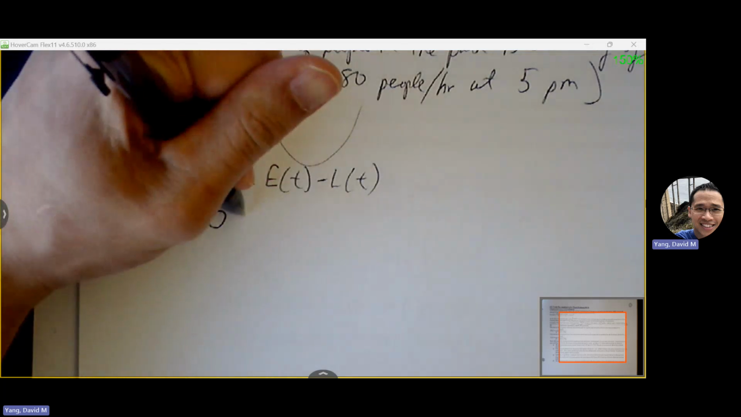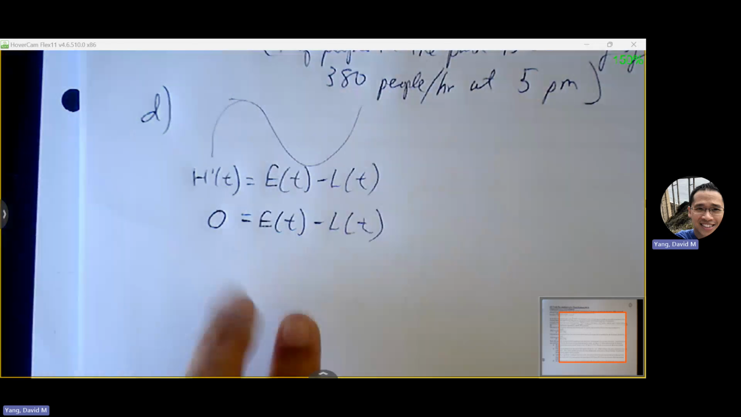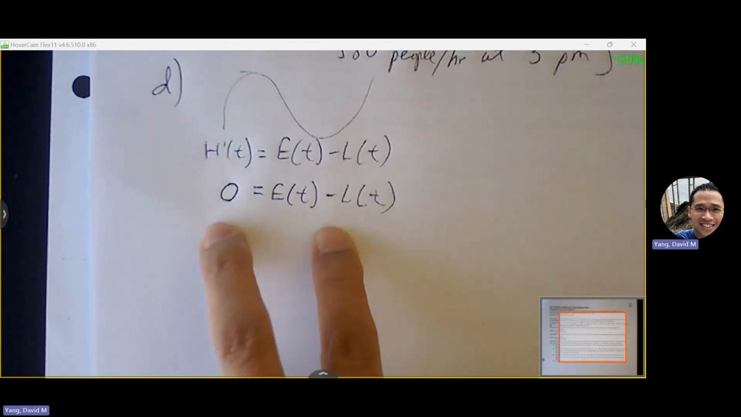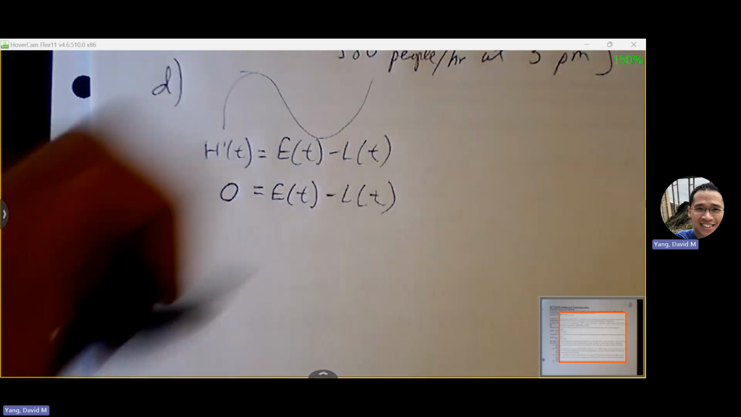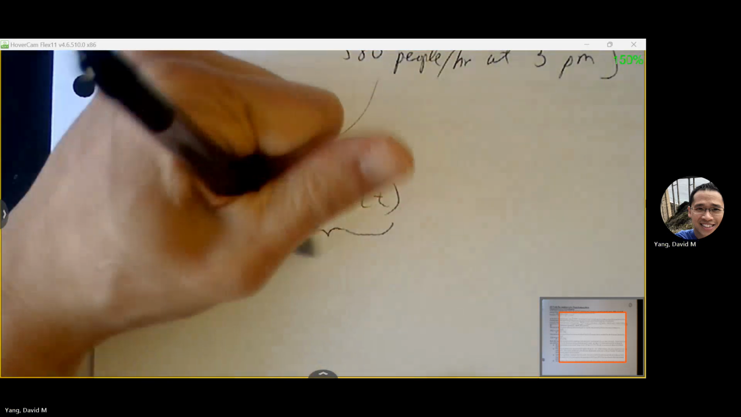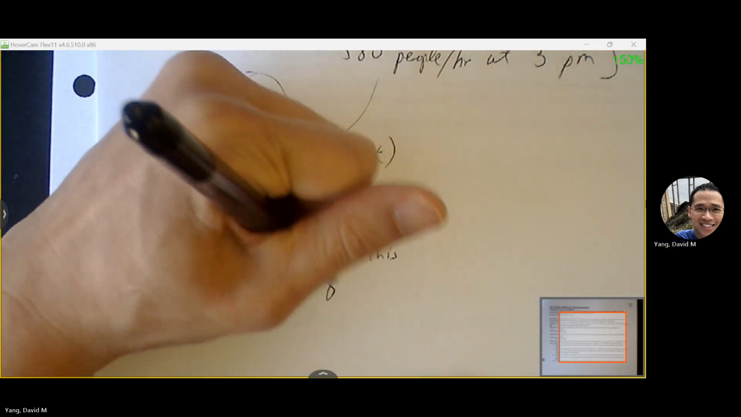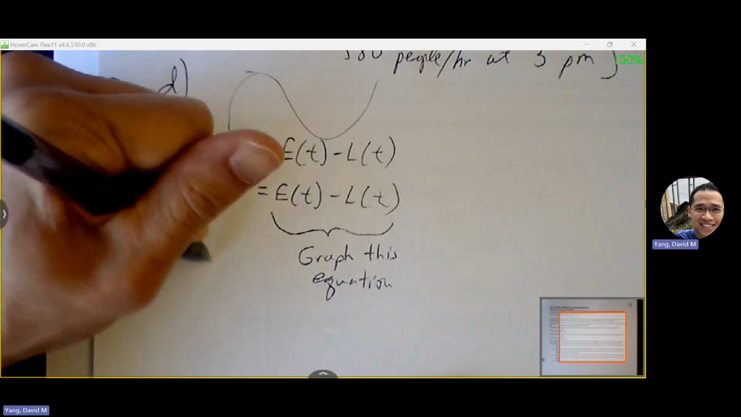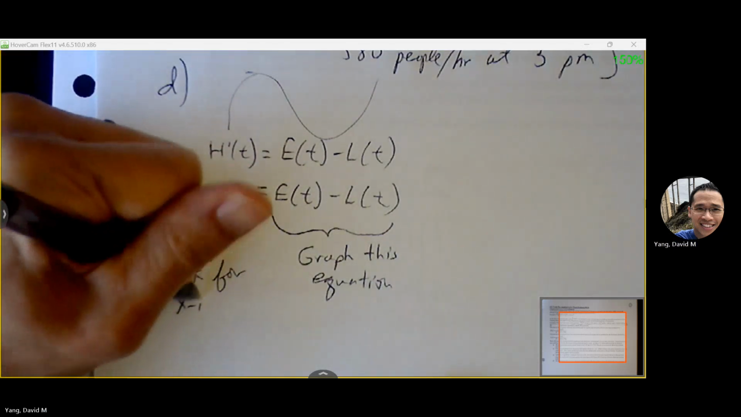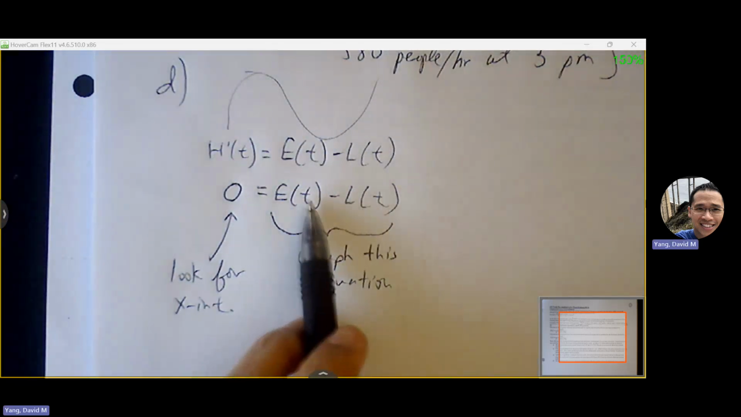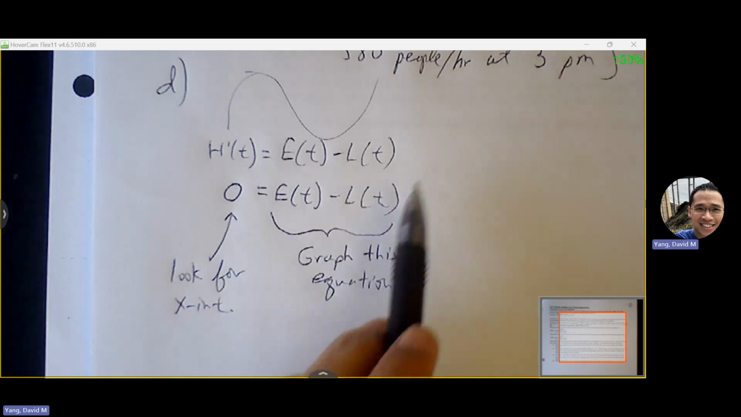That's going to be our guess as we work through it. So we can set h prime equal to 0, and then we can do E of t minus L of t. The way that we're going to do this, we could set these equal to each other and actually look for the intersection. But I think the easier way is, why don't we graph this equation and then just look for the x-intercept, right? Graph it, look for the x-intercept. That's an easy way for us to find the solution.